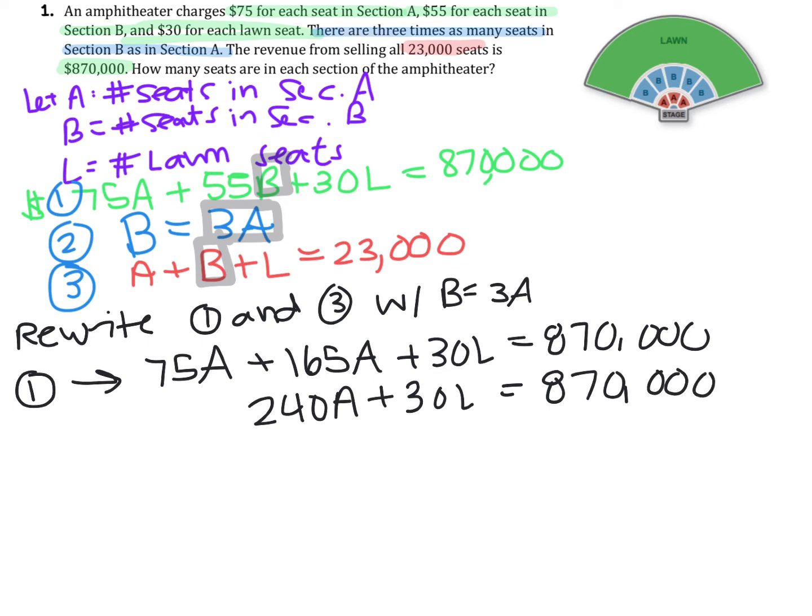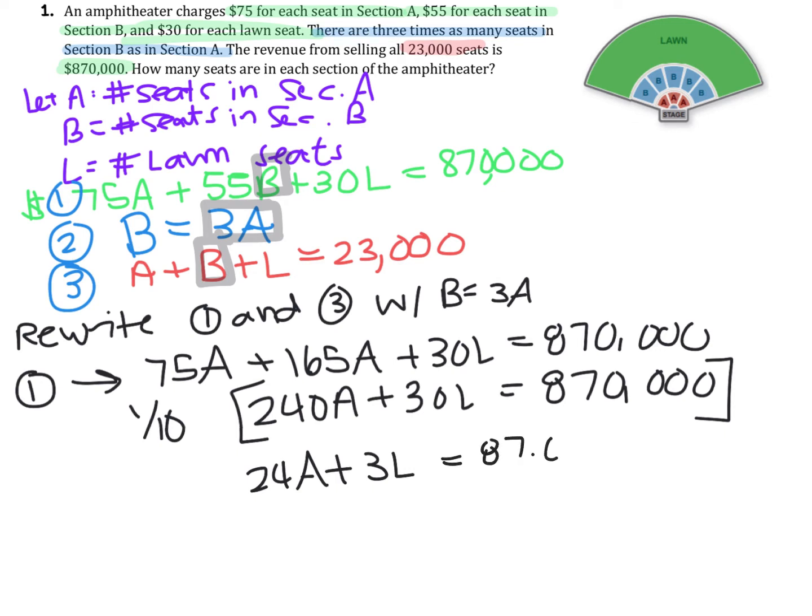870,000. Something else that I want to point out, and some of you I have seen already making these great decisions in class, is that all 3 of these numbers are divisible by 10. And right now they look really big. So I'm actually just going to divide everything in this equation by 10. So I'm going to have 24A plus 3L equals 87,000. Still a really big number, but at least it's smaller. And since this does not look a whole lot like my original equation 1 did, I'm going to call this equation 4.